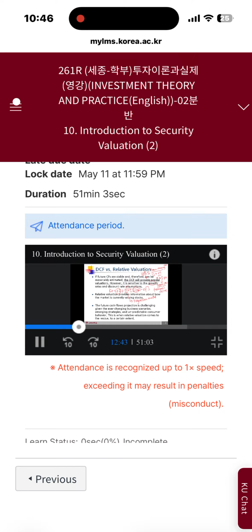what long-term sustainable growth rate will you assume when estimating future terminal cash flows? So what is your growth rate? What is your terminal growth rate? 3% or 5% or 10%? This growth rate assumption will make a huge difference in your final valuation number.